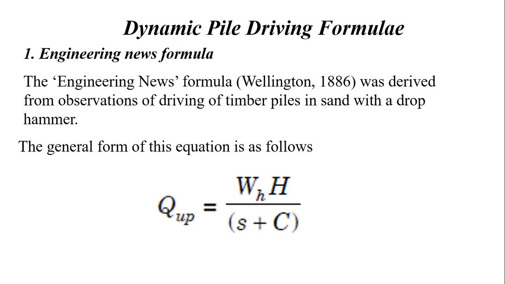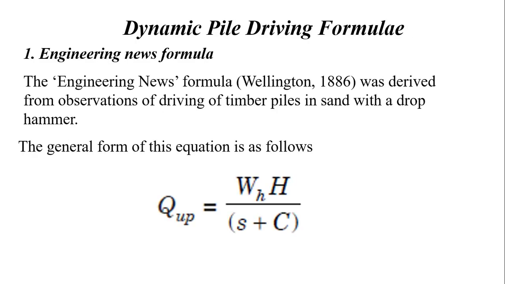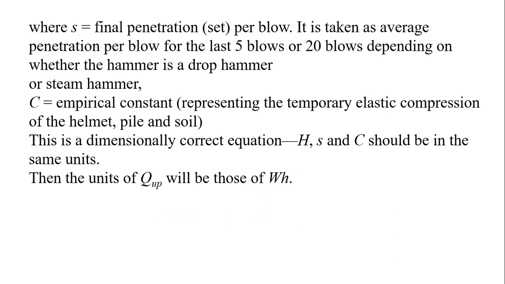Now let us discuss dynamic pile formulas. The first one is the Engineering News Record formula. The Engineering News Record formula was derived by Wellington in 1886 with the help of a drop hammer. The generalized equation to calculate the ultimate bearing capacity of the pile is W into H divided by S plus C, where W is the weight of the hammer, H is the height of fall of the hammer, and C is a constant. S is the final penetration per blow.